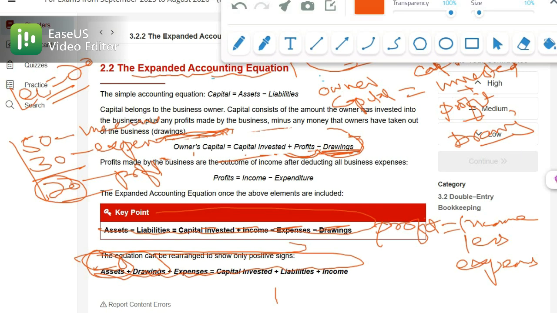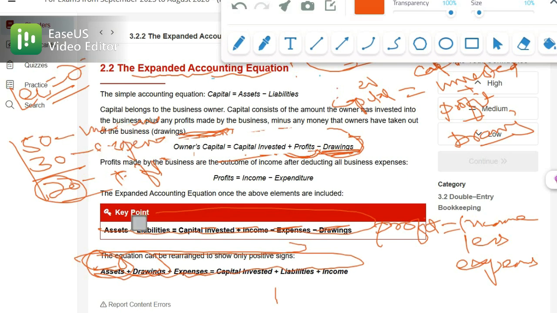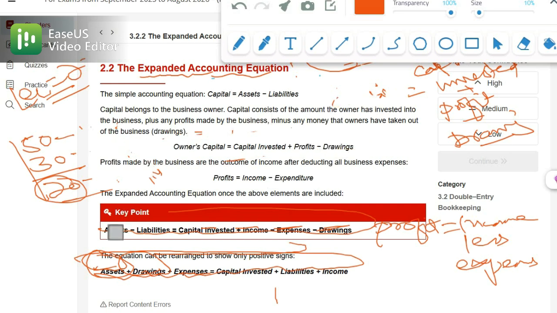Okay, so we have understood clearly what the basic equation was and how it is expanded. Let me read it out here.